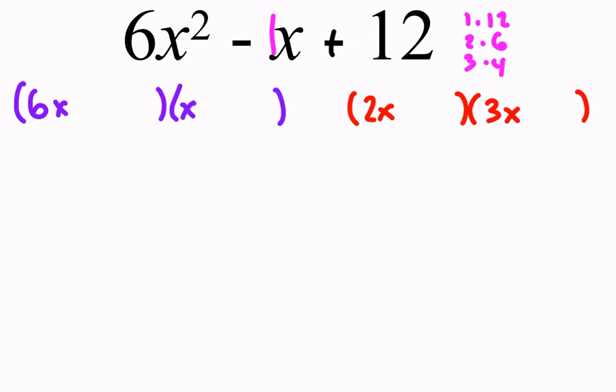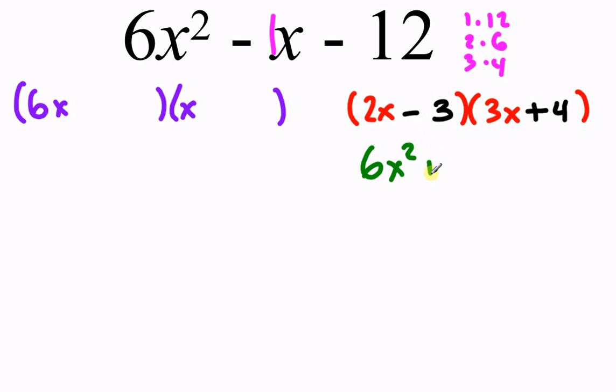Actually, no, it is a minus. Sorry, I was right the first time. So it should be, in the ends, 3x has the plus 4, and 2x has the minus 3. If you test that, you'll get 2x times 3x. That's our 6x squared, like we expected.